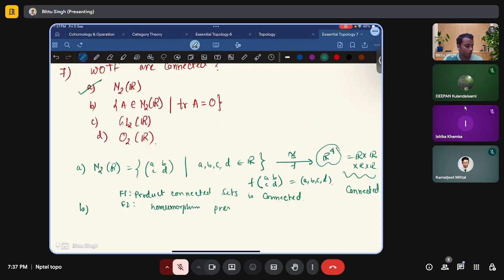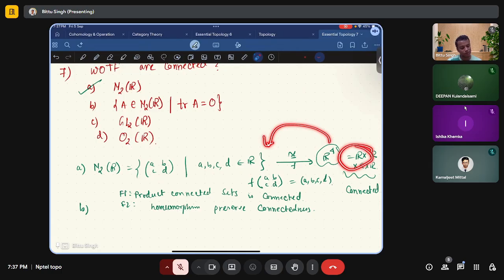preserves connected components or connectedness. Homeomorphism is preserved under connectedness. It comes from the property that the image of a connected set is connected under a continuous map. So homeomorphism means there is also a continuous function in the reverse direction.